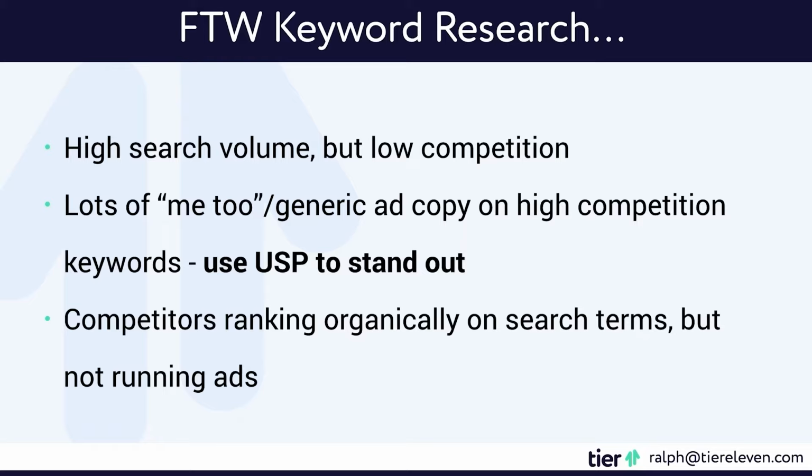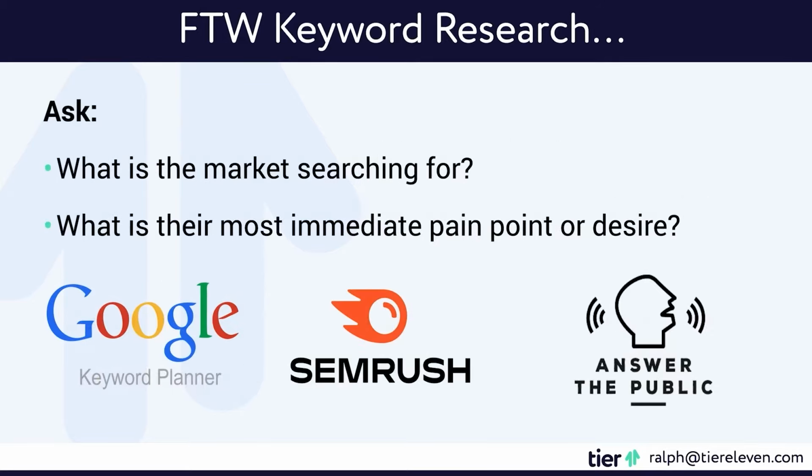We used their unique selling proposition to really stand out in the competitive ranking organically on search terms, but not running ads. So we did a lot of competitive research on other companies that were organically on Google but had not run advertising, and got ideas from that, which came to the next step of our keyword research, which is asking what is the market searching for, using all these tools here: Google Keyword Planner, SEMrush, as well as Answer the Public, and what's their most immediate pain point and desire.